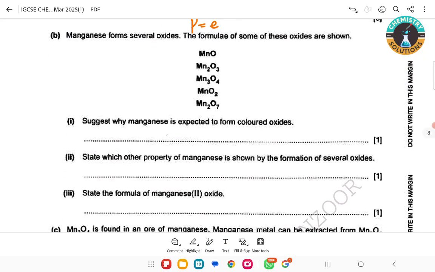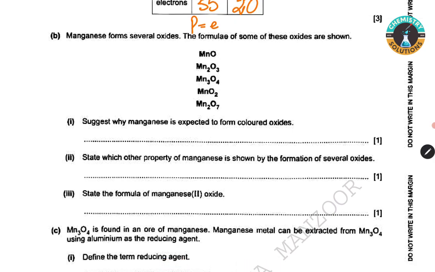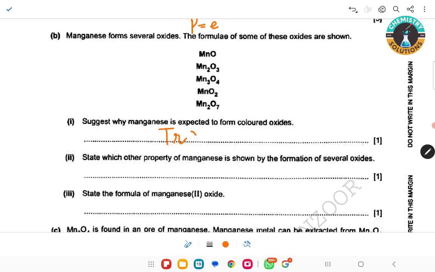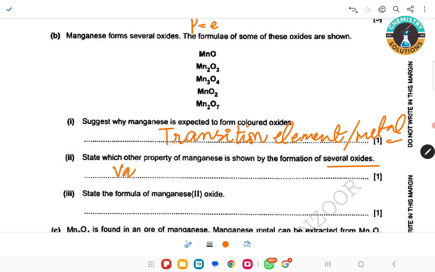Manganese forms several oxides. The formulas of some of these oxides are shown. Why is manganese expected to form colored oxides? Because it's a transition element. Transition metals form colored compounds. So this one is the transition element or metal; you can write transition metal or element. State which other property of manganese is shown by the formation of several oxides: a number of oxides is shown by the variable valency or variable oxidation state.